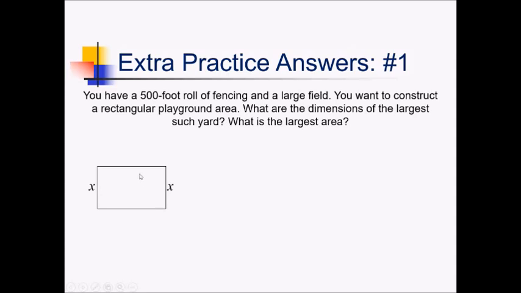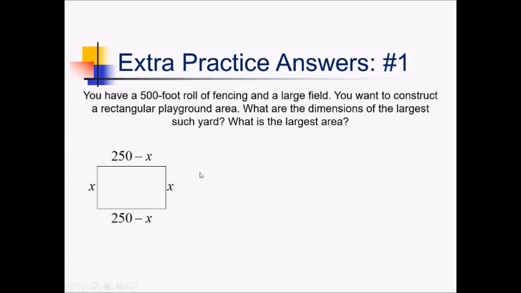So the key here is I've used up 2x feet of fencing already. That means I have 500 minus 2x left over for these other two sides. Well, if there's 500 minus 2x left over for both of these and I have to split it evenly, dividing 500 minus 2x by 2 gives me 250 minus 1x. So I have 250 minus x for this side, and then the same thing for this other side.